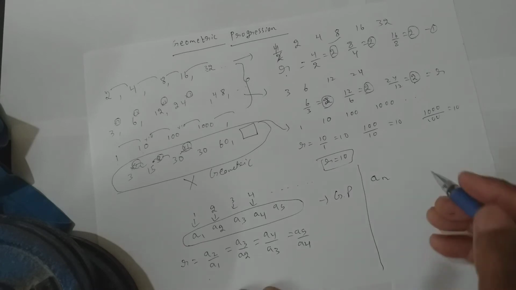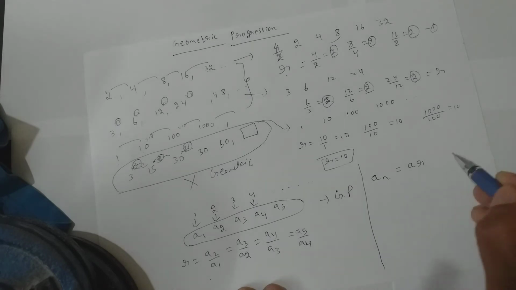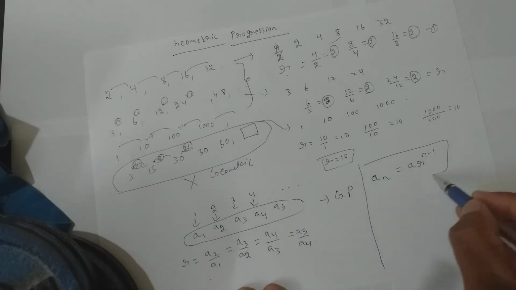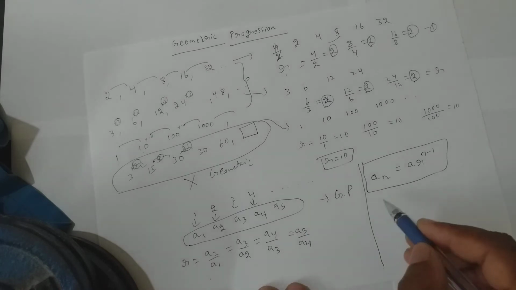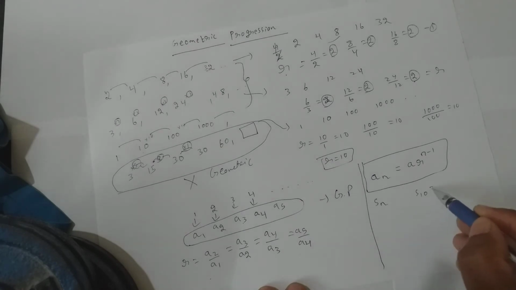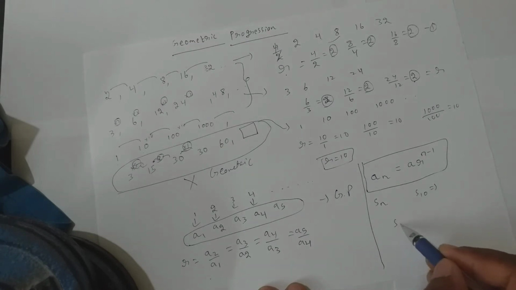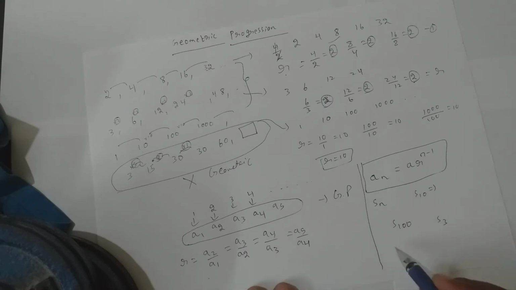Okay. The formula for an is given by a into r power n minus 1 in geometric progression. Am I clear? Now Sn means sum of n terms. If I write S10, it means you are adding the sum of the first 10 values. If I write S100, it means the sum of the first 100 terms. S3 means the sum of the first 3 terms. S1 means only the one term, which will be A1.